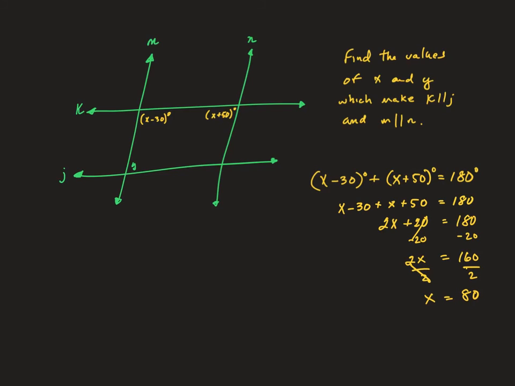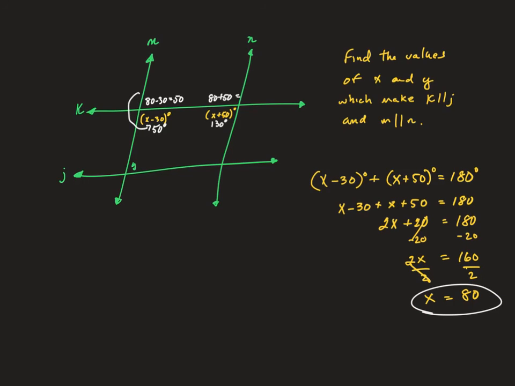All right, so if I do some substitution here, 80 minus 30 is going to be 50, so that would make this angle right here 50. And then I would have 80 plus 50 equals 130, so this angle right here is going to be 130 degrees, and this one's going to be 50 degrees. And same side interior angles totaling 180 degrees, that looks good. So x is going to be 80.